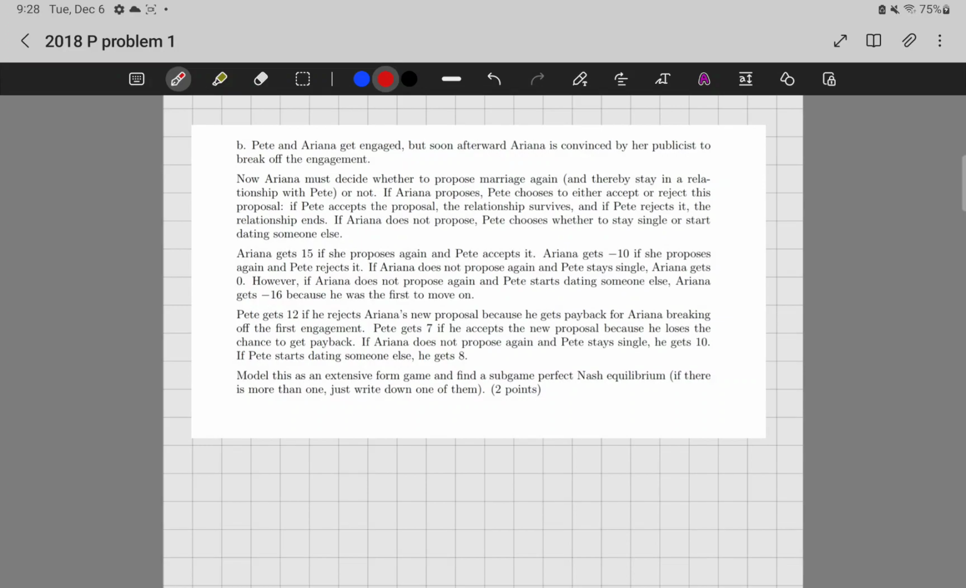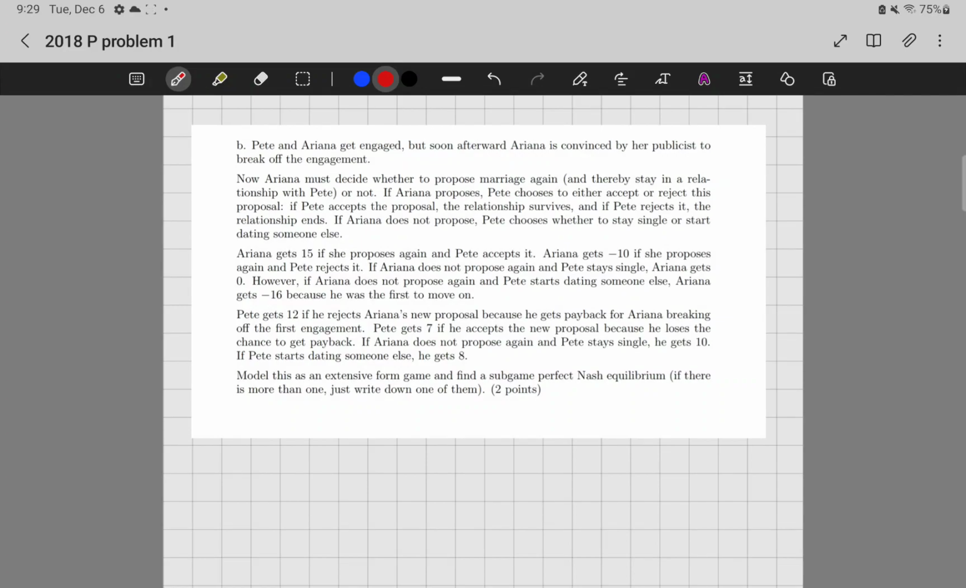Ariana will get 15 if she proposes again and Pete accepts it. Ariana gets -10 if she proposes again and Pete rejects it. If Ariana does not propose again and Pete stays single, Ariana gets 0. However, if Ariana does not propose again and Pete starts dating someone else, Ariana gets -16 because he was the first to move on. Pete gets 12 if he rejects Ariana's new proposal because he gets payback for Ariana breaking off the first engagement, and Pete gets 7 if he accepts a new proposal because he loses the chance to get payback. If Ariana does not propose again and Pete stays single, he gets a payoff of 10, and if Pete starts dating someone else, he gets 8.